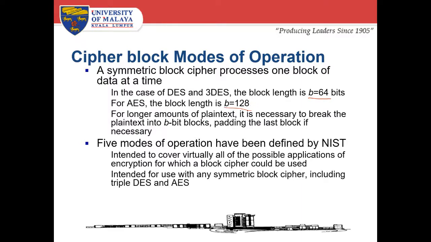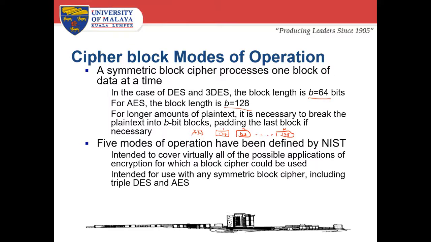For longer amounts of plaintext, it is necessary to break the plaintext into b-bit blocks. If you take AES, you will break it into 128 bits each, so block 1, 2, and until n. Let's say the last one is not really 128 bits, maybe it's 100 bits, so you have to add padding or dummy characters, another 28 more, so it becomes 128 bits.